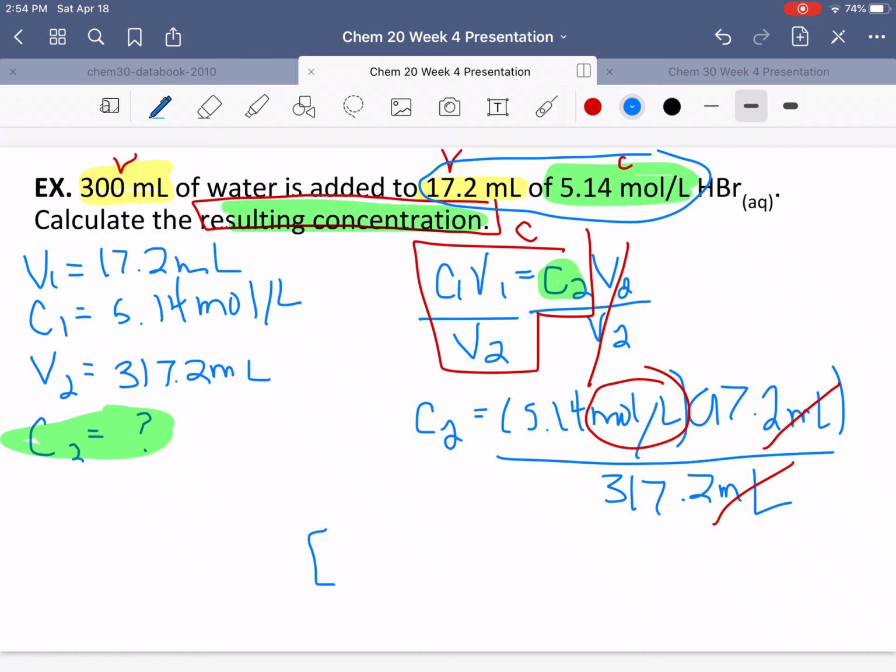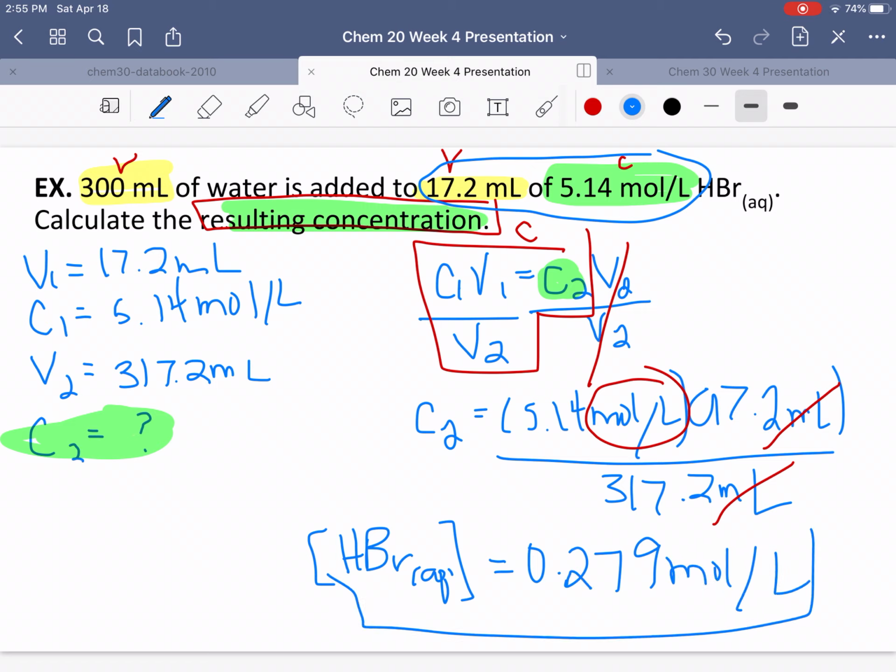And I can write it as a concentration. It is the new concentration of HBr, hydrobromic acid, okay, is equal to, I need 3 sig digs, 0.279 mole per liter. And there it is.